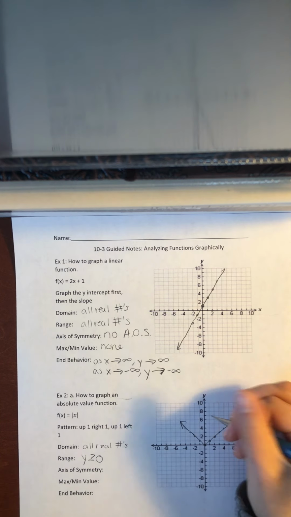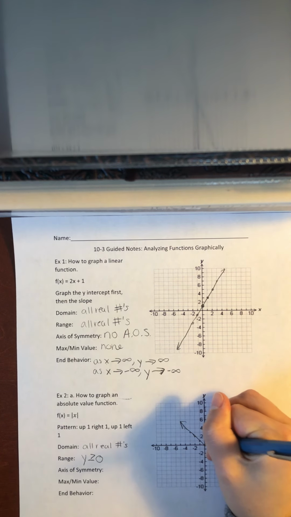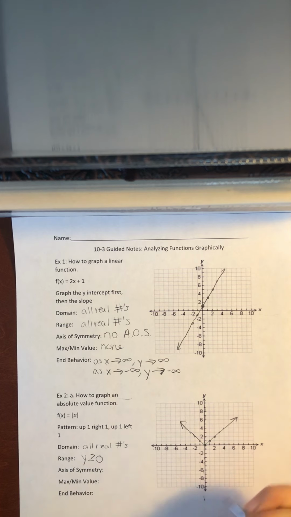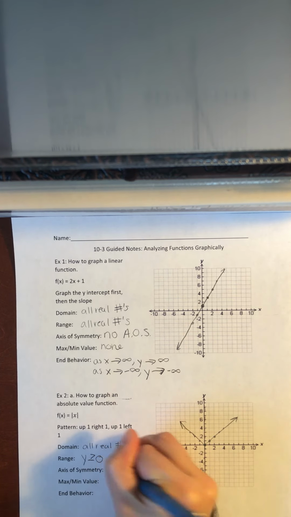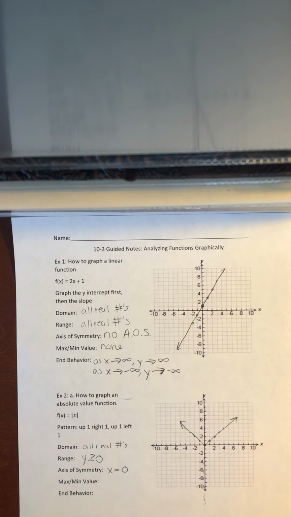Your axis of symmetry. For this graph, we do have an axis of symmetry. It's the imaginary line that cuts the graph in half. And that is the line x equals 0. It's a vertical line, x equals 0. Okay, that's where it is.